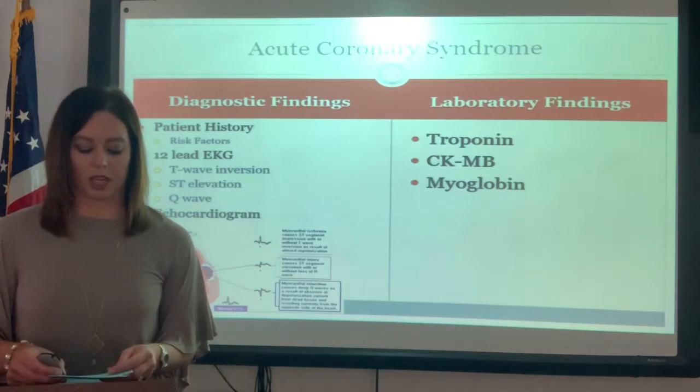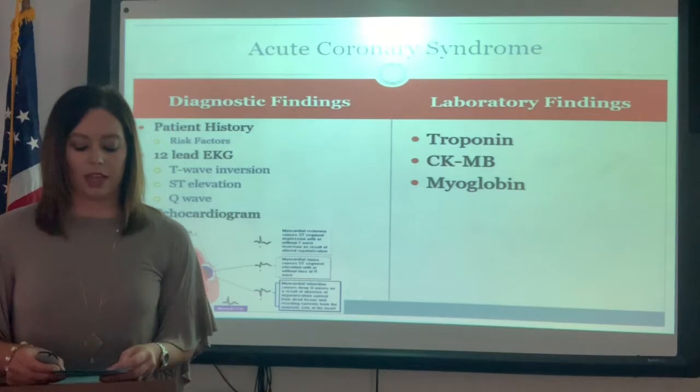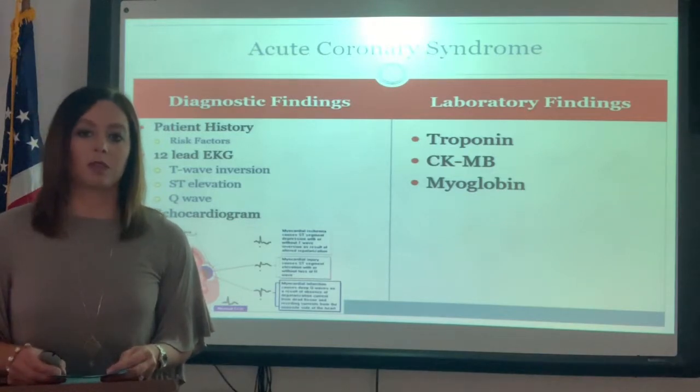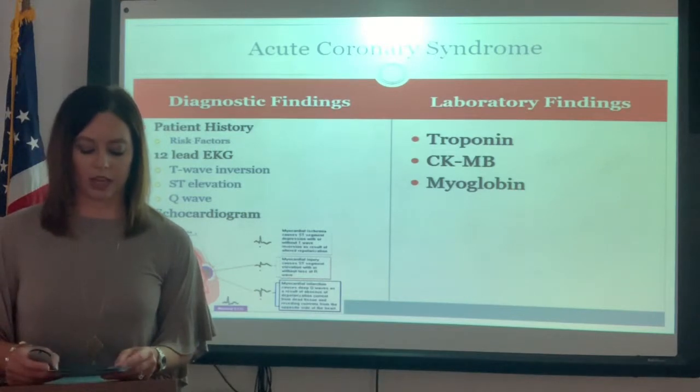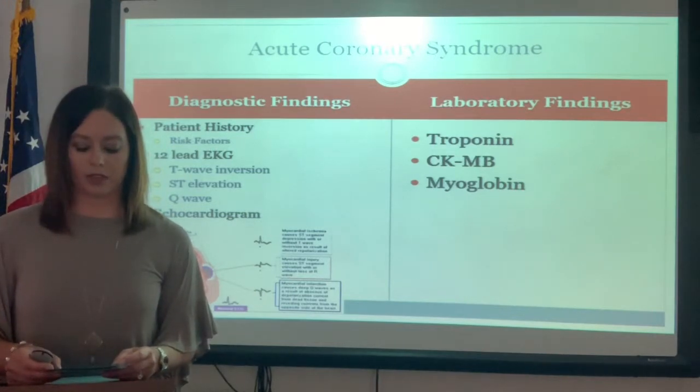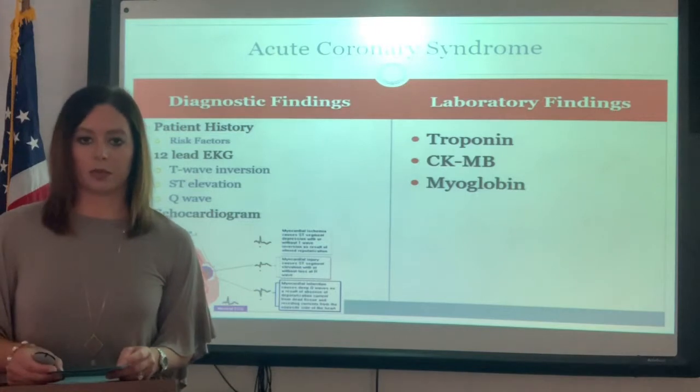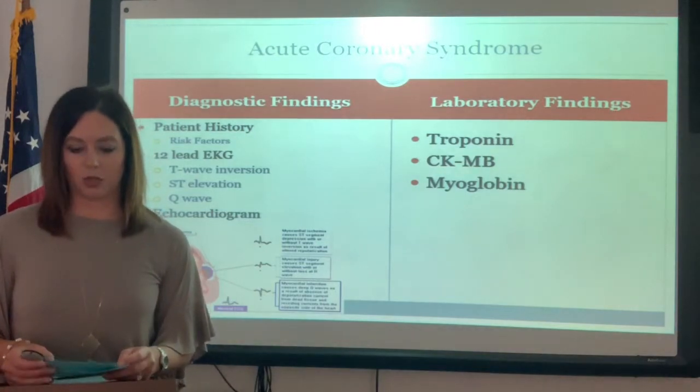The CKMB is found in cardiac cells and increases when there has been damage. It is also an indicator of acute coronary syndrome, and levels can increase within a few hours and peak after 24. Myoglobin is a heme protein that helps to transport oxygen and is found in cardiac muscle. It starts to increase within 1 to 3 hours and peaks at 12.